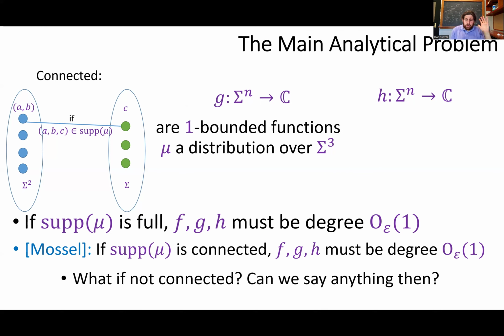So here is the main point that gets to our work. What happens now when the support of mu is not connected? Can we say anything meaningful about f, g, h at all then?